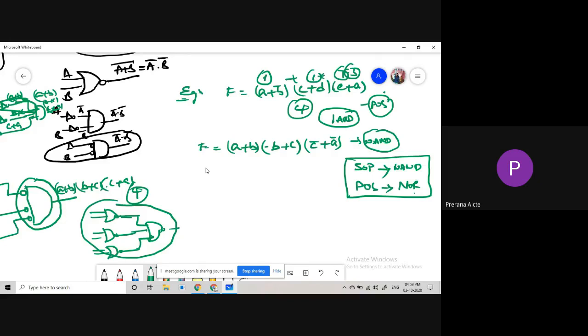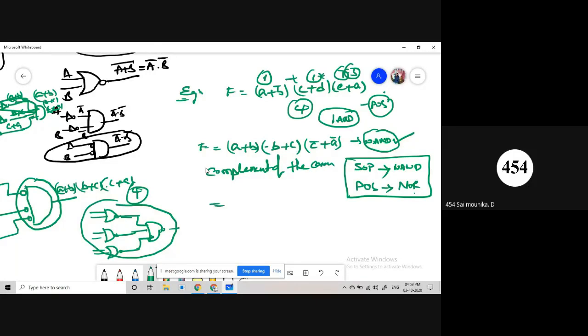But here the question is, the expression is in POS, but we are required to find the number of NAND gates. Is the question clear? Yes, sir. So we already calculated this type of problem. So complement of the canonical form. You remember this? Complement of the canonical form.